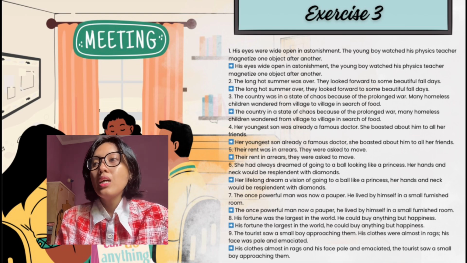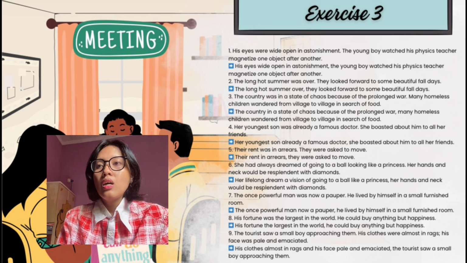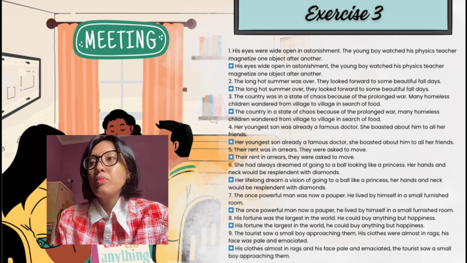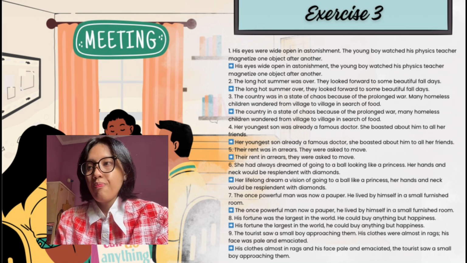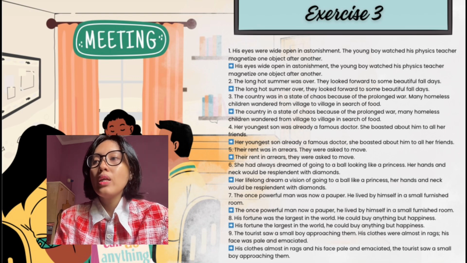Number 6. She had always dreamed of going to a ball looking like a princess. Her hands and neck would be resplendent with diamonds. Her lifelong dream, a vision of going to a ball like a princess. Her hands and neck would be resplendent with diamonds.